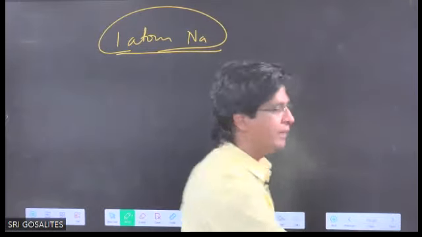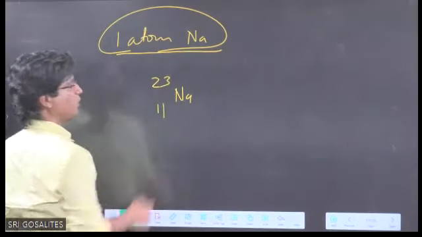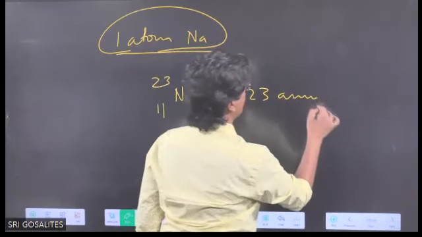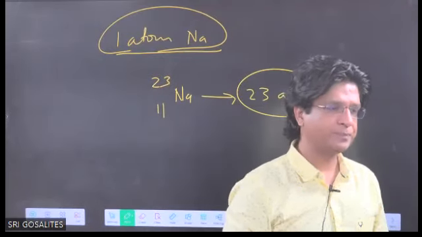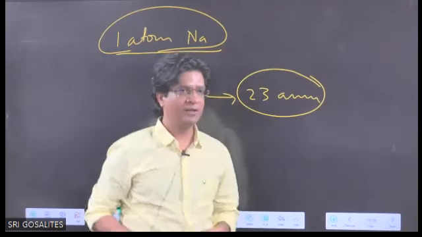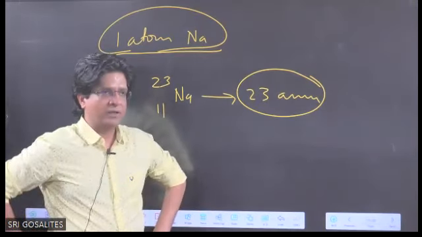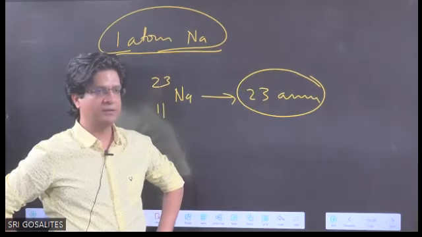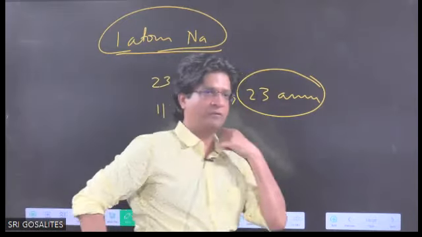1 atom of sodium will be like what? 23 protons and neutrons. And 11 protons. So the total weight will be 23 AMU. Yes or no, beta? Everyone, getting it or not? Come on, tell me. Lovely class. What a supportive class it is. Outstanding focus right now.